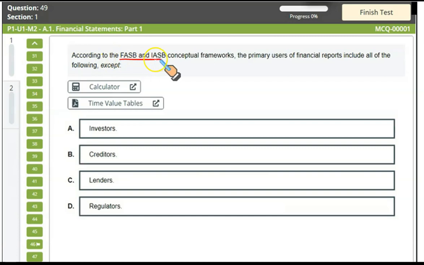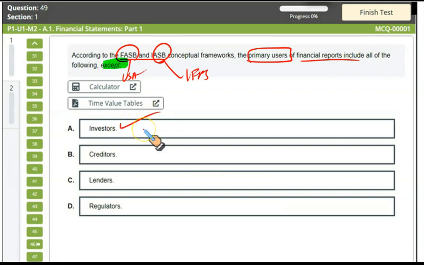According to FASB, that is US based, and IASB, that issues IFRS, conceptual framework, the primary users of the financial reports include all of the following except. Investors are primary users, those who have purchased the share. Creditors, those who have provided you the goods and services on credit. And lenders, those who have provided you money. All of these have the direct financial interest. So they are the primary users.